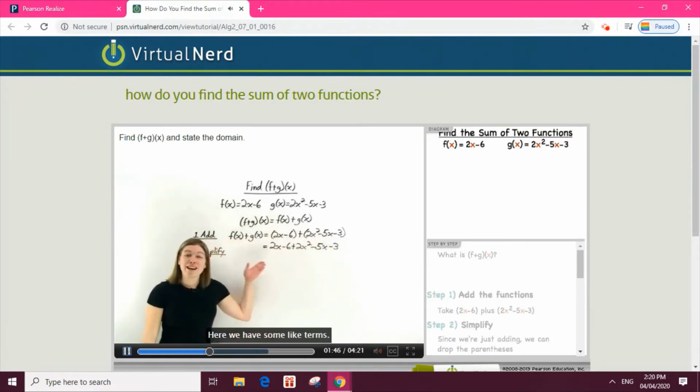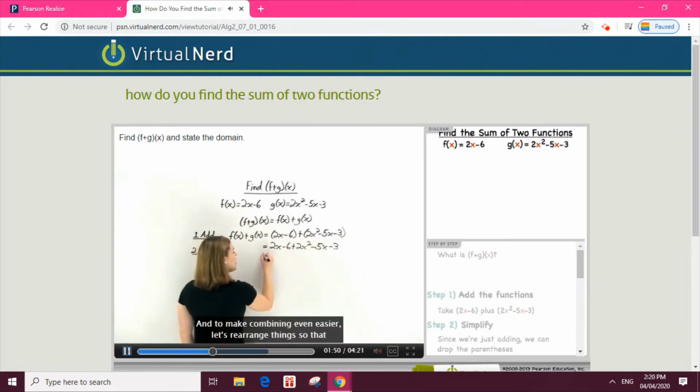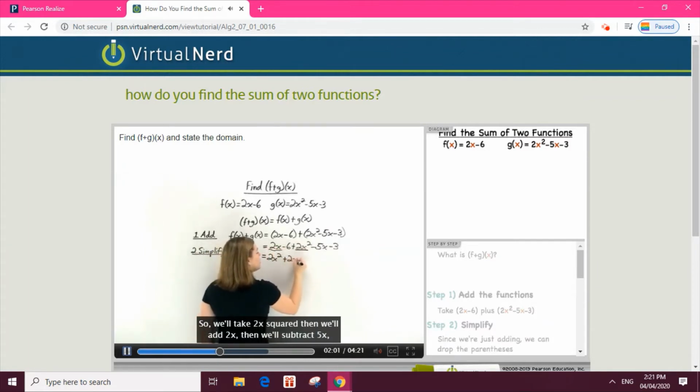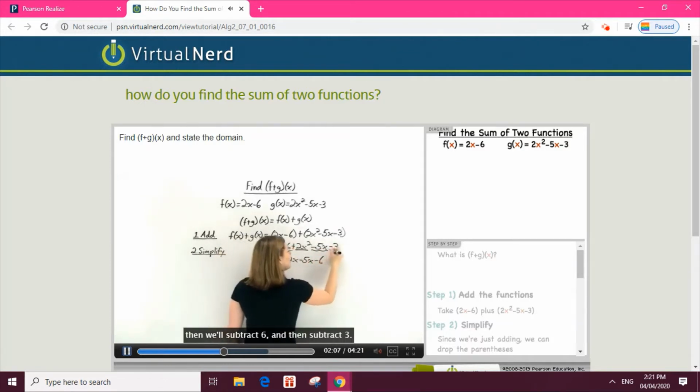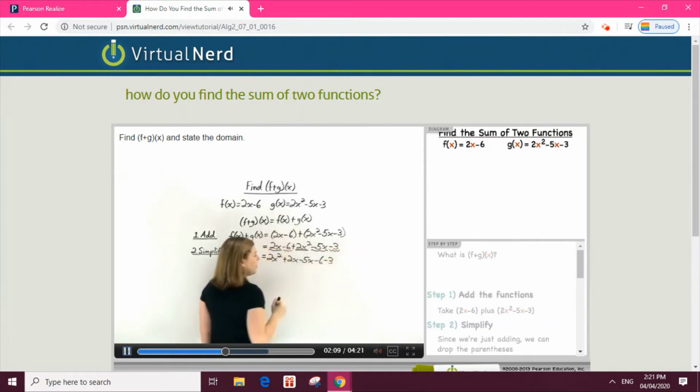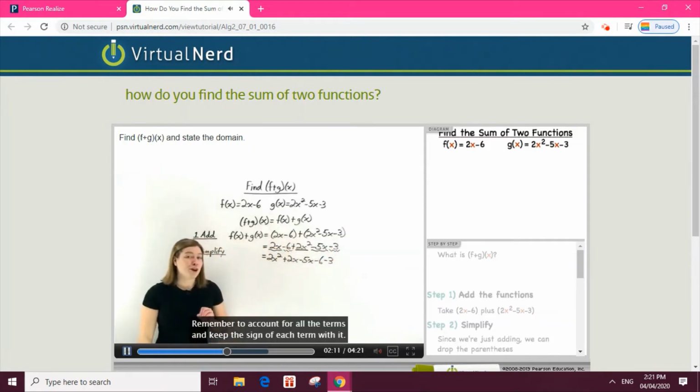Here we have some like terms, so let's combine them together. And to make combining even easier, let's rearrange things so that like terms are next to one another. So we'll take 2x squared, then we'll add 2x, then we'll subtract 5x, then we'll subtract 6, and then subtract 3. Remember to account for all the terms and keep the sign of each term with it.